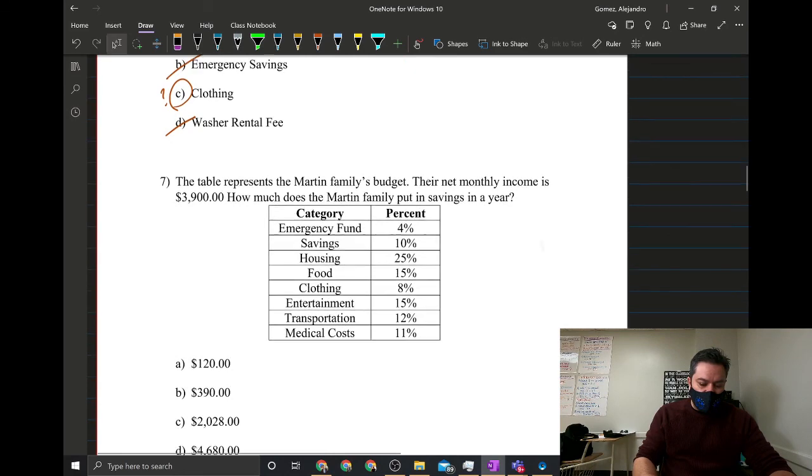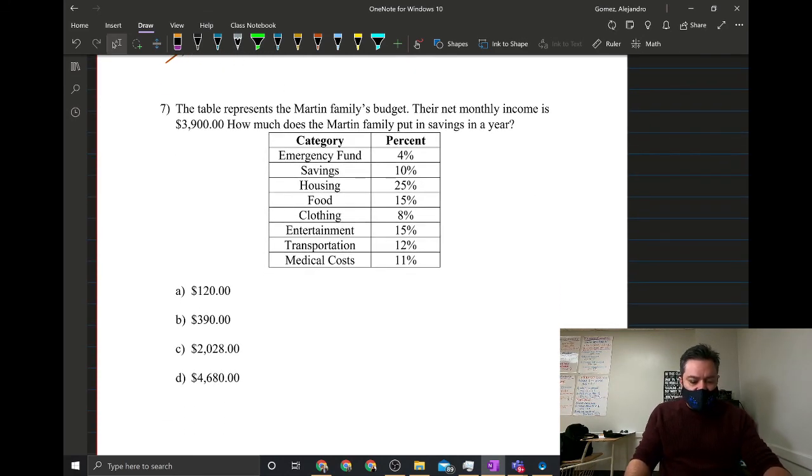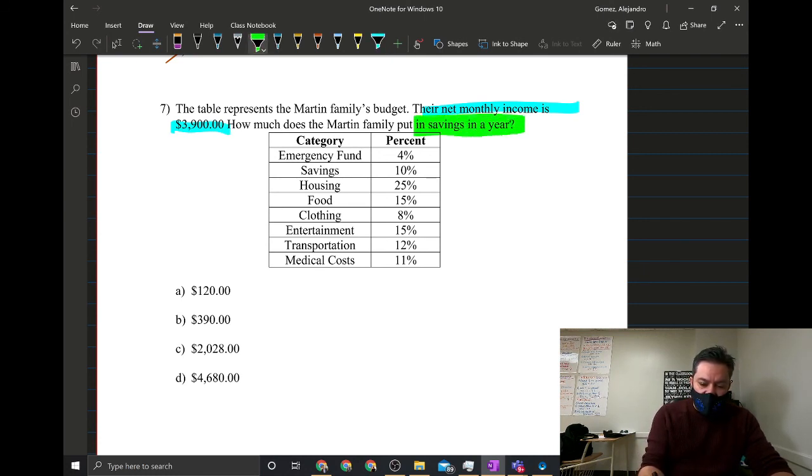Let's see, number 7. The table represents the Martin family's budget. Their net monthly income is $3,900. How much does the Martin family put in savings in a year? Okay, so whenever you are reading this, make sure you read the whole thing truly, because we have two different types of units. In this case, they give us their monthly income, but they're asking for savings in a year. So we have months and years.